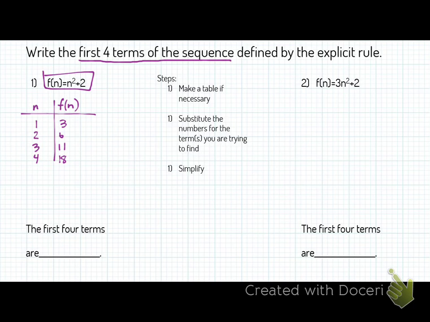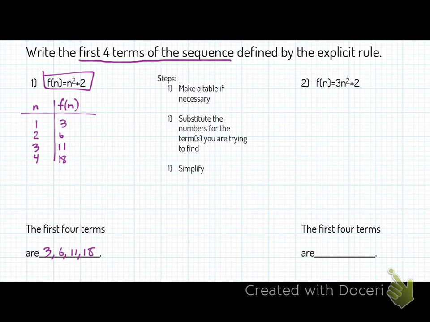So these are my first 4 terms. Basically, these were my ingredients. Remember functions? Put the ingredients in. What's my output? These are my outputs. You see that? And these are actually the sequence: 3, 6, 11, 18. So our answer here says the first 4 terms are 3, 6, 11, 18.